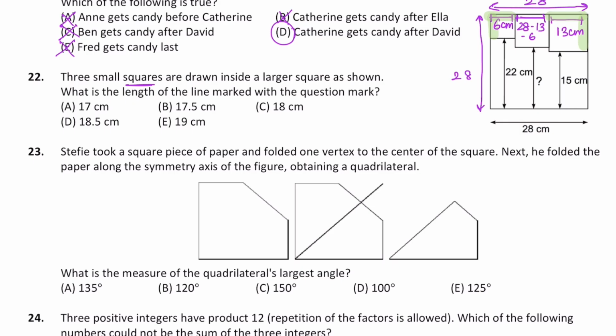So that will be 9 centimeters, right? So this square is 9 centimeters. Now I know that in the box that I have over here with 28, this square is 9 centimeters, and I need to figure out how long this is. So all I need to do is 28 minus 9, which is 19, and that's my answer.